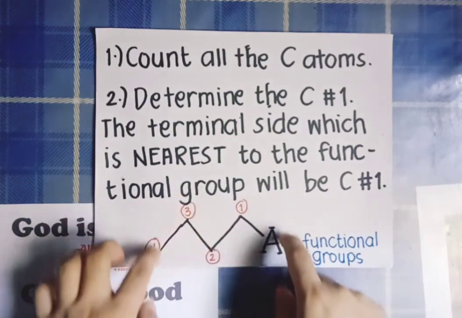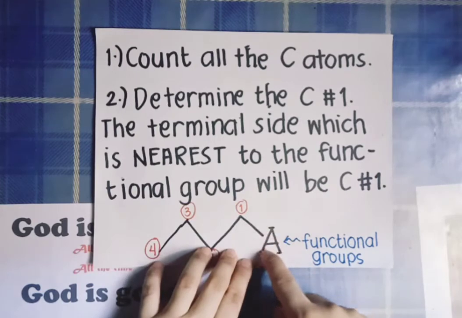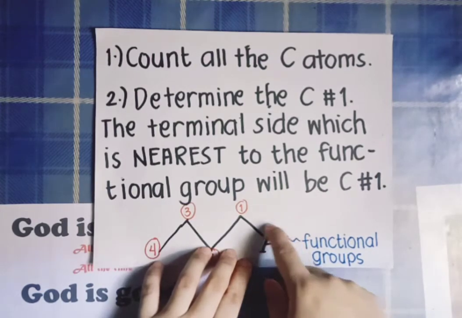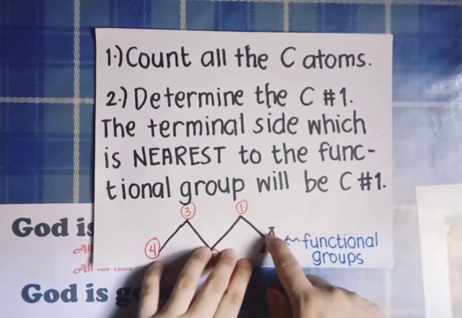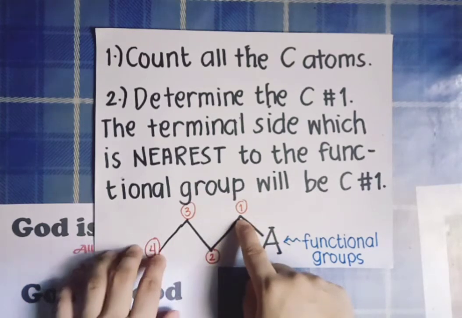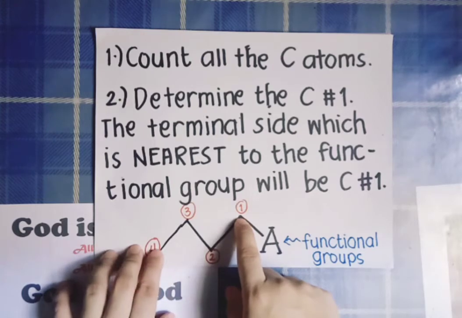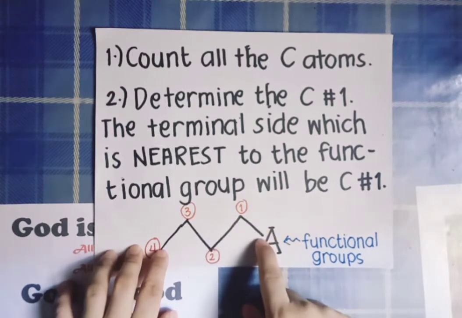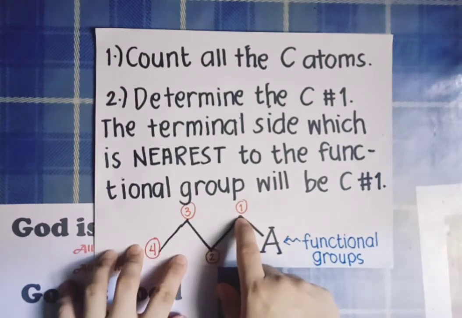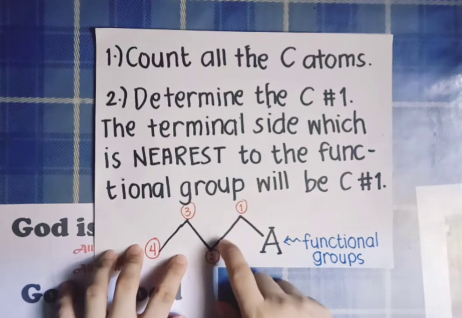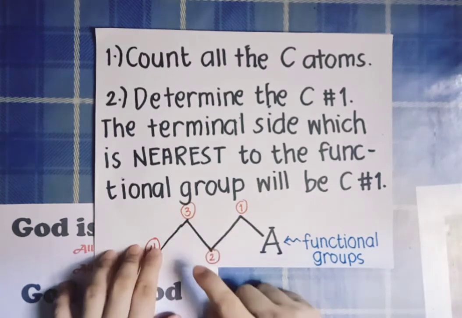Say for example, this is our hypothetical functional group A. Now this hypothetical functional group A is actually nearest to this side than this side. In this molecule, we have two terminal sides, this one and this one. Between these two terminal sides, which one is nearest to our hypothetical functional group? Obviously, this is the side nearest to the hypothetical functional group. And therefore, this will be our carbon number 1, then this is carbon number 2, 3, and 4.